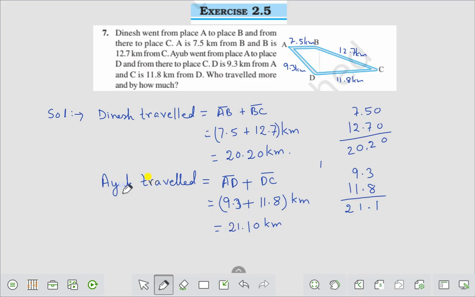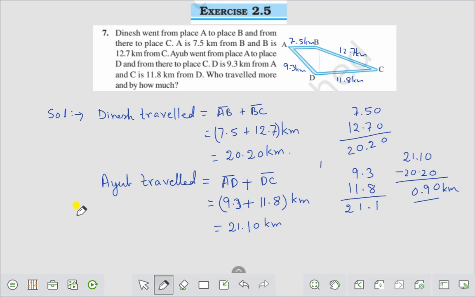Now here you see that Ayub traveled more than Dinesh traveled. Who traveled more and by how much? We will subtract it. That is 21.10 minus 20.20. The difference is 0.90 kilometer.